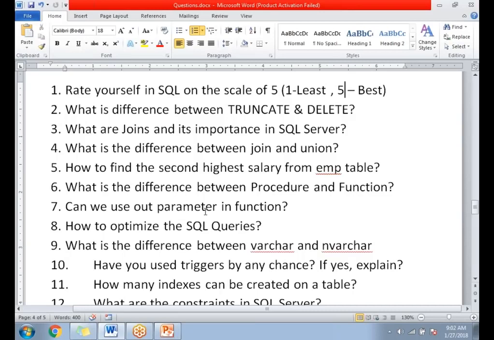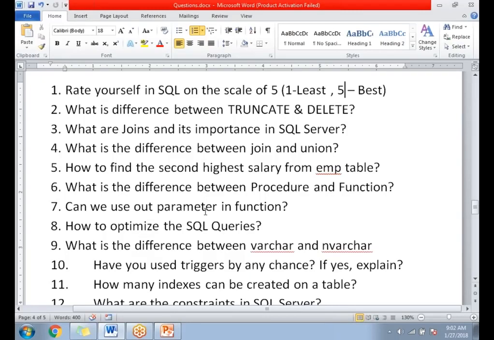Next one, what is the difference between join and union? This is again a basic question, but it is important. Join helps us club the data, and union also helps us club the data. But what is the major difference? We need to see that.